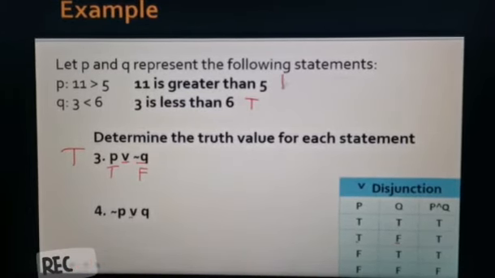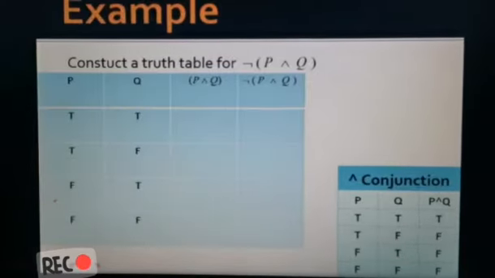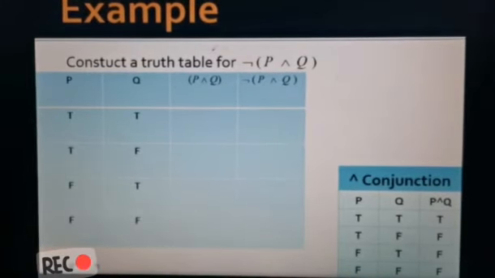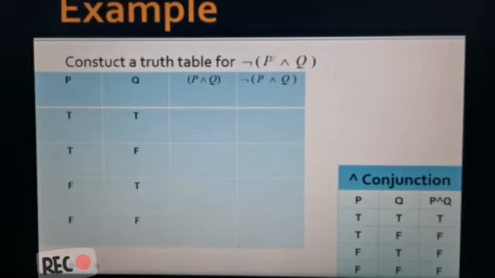Now, there are also items in which we are going to complete the operation, or make a truth value table, applying one or more operations for truth value. Example, let us construct a truth value table for the statement negation of (P conjunct Q). So to find the truth value of this statement, you're going to complete the table first.